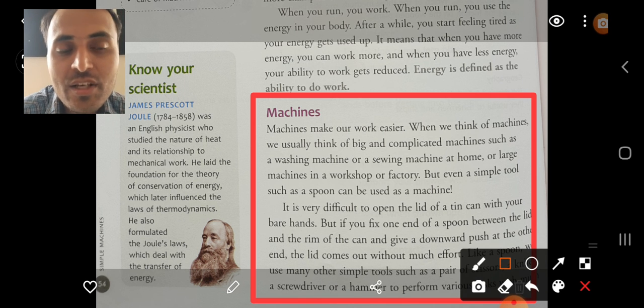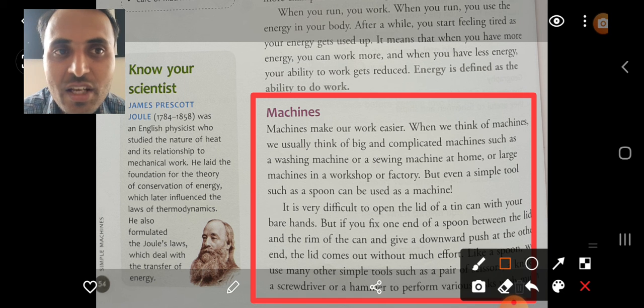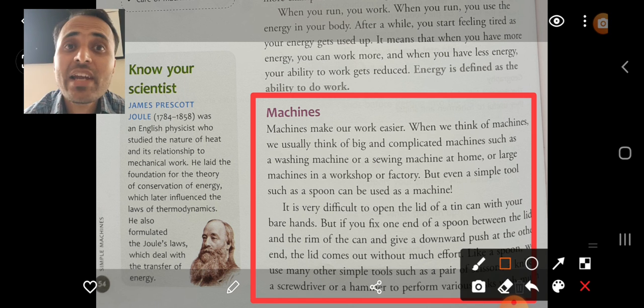Okay, so focus on this square. I am reading. Machines make our work easier. When we think of machines, we usually think of big and complicated machines such as a washing machine, a sewing machine at home, or large machines in a workshop or a factory. But even a simple tool such as a spoon, spanner, nail cutter, or nutcracker is a simple machine, and they make our work easier.